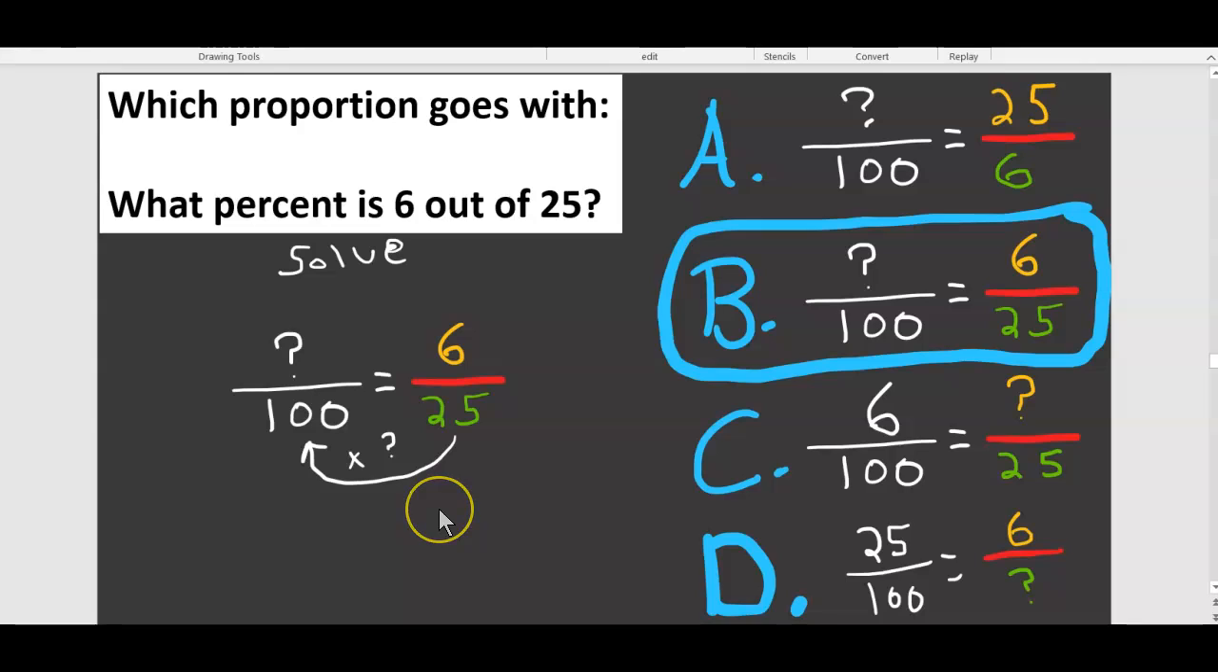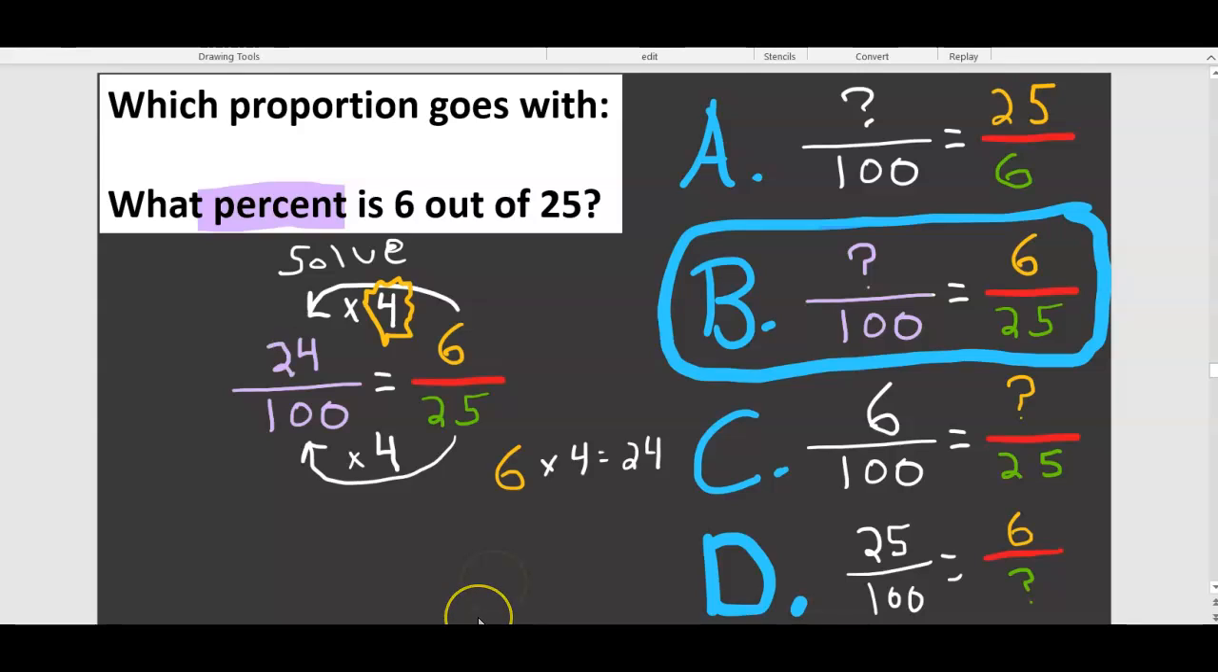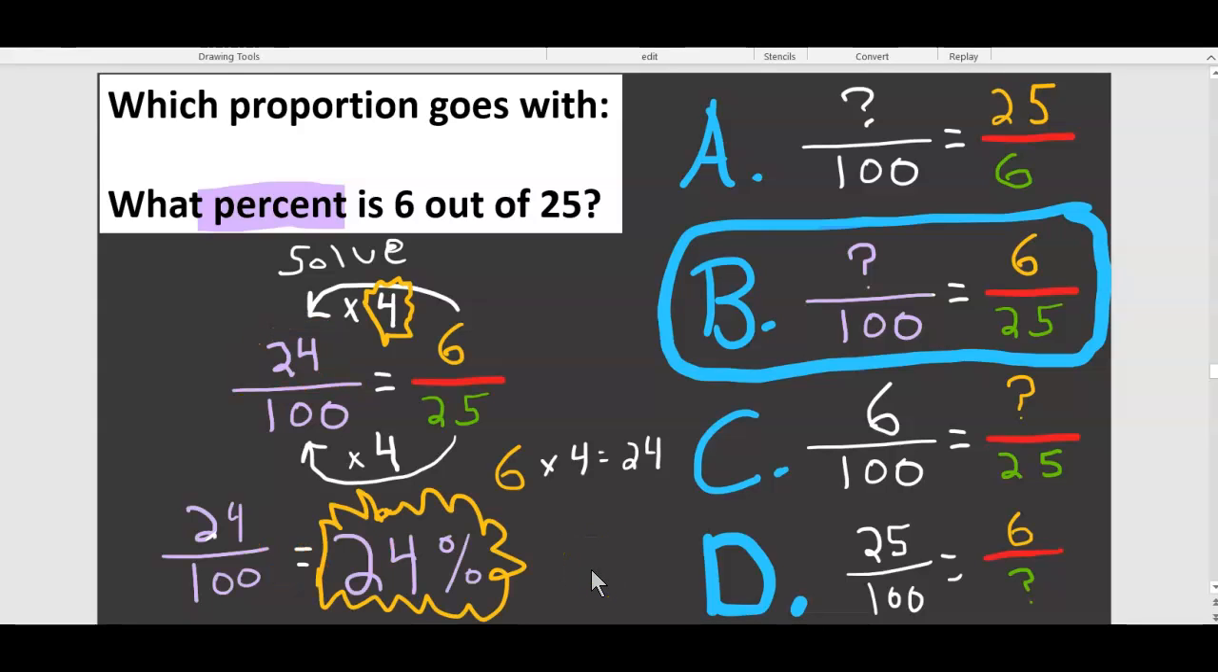Okay, multiply by what? 25 times something is 100. 25 times 4 is 100. Do the same thing to the top. 24. There's the answer. What does that 24 mean? Well, it's over 100, so it's per 100, so it's 24%. There it is.